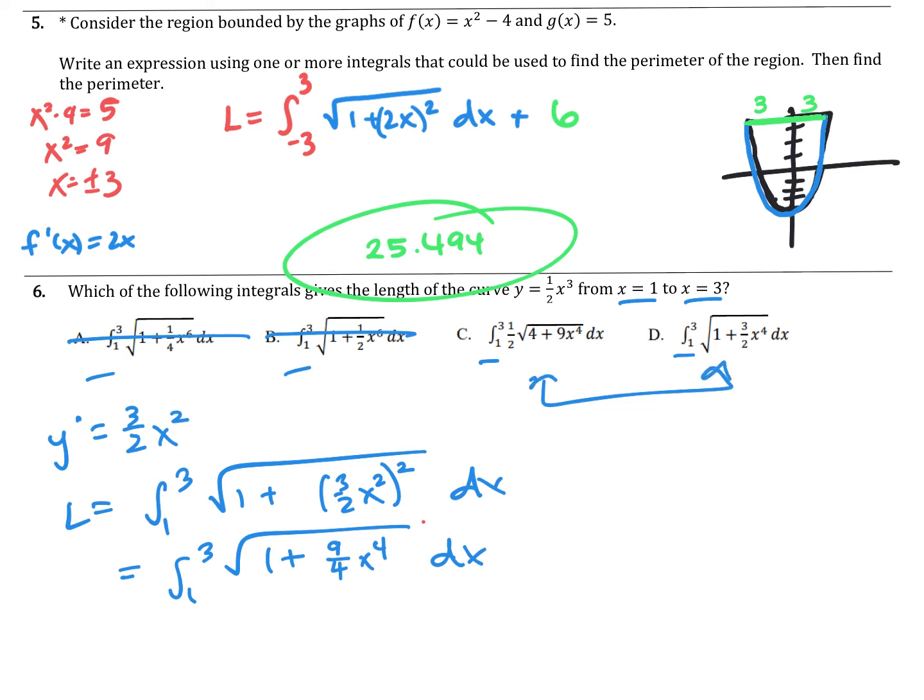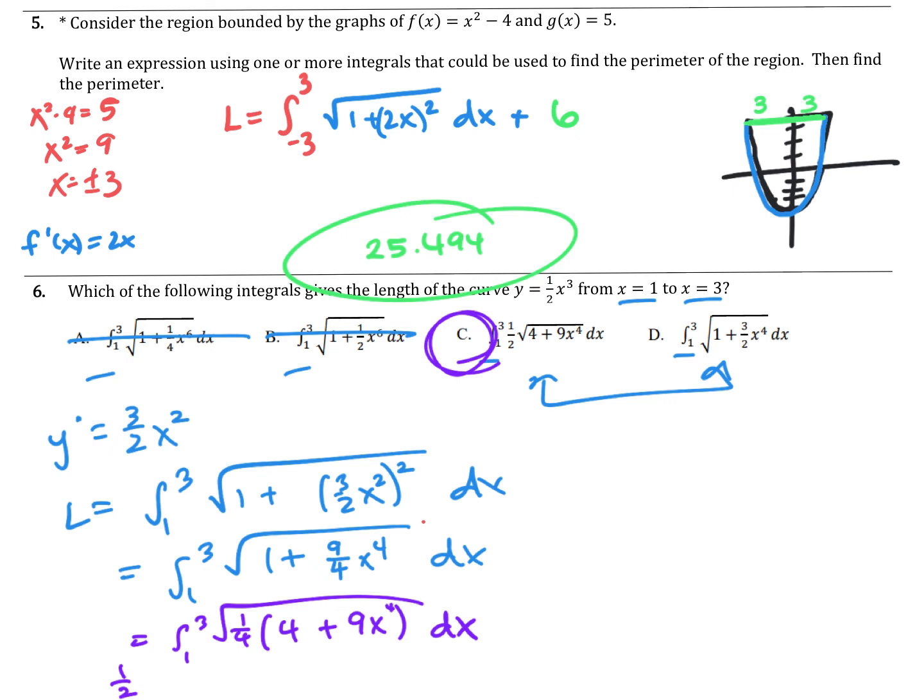And between these 2 answers, now I need to figure out what kind of manipulation happened to get rid of what's here. And my first thought is maybe I need to just get rid of this 1/4. So if I factor a 1/4 out, that's going to give me 4 plus 9x to the 4th. That 1/4 can come out in front as a 1/2, and that answer is there. So C is going to be the correct answer here.